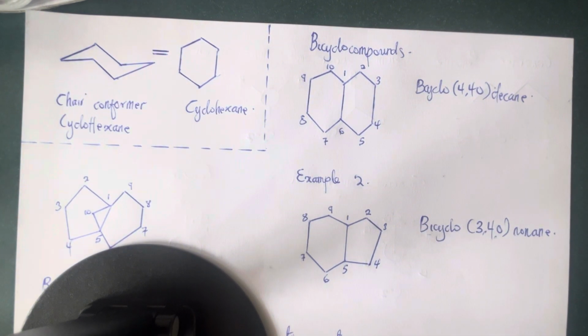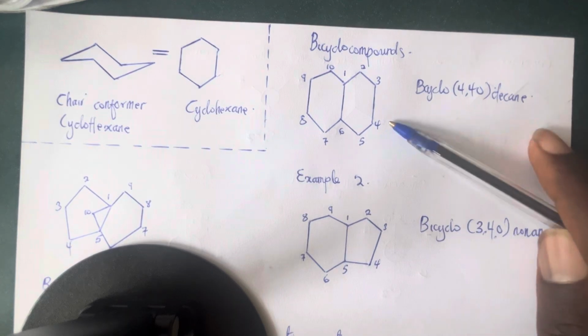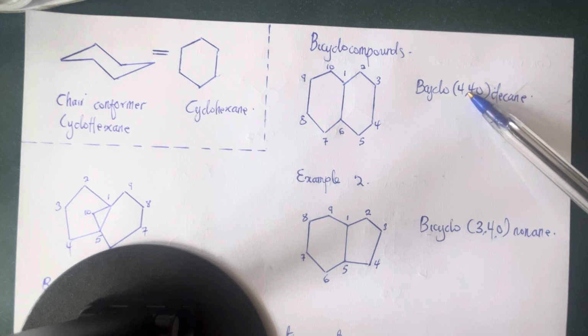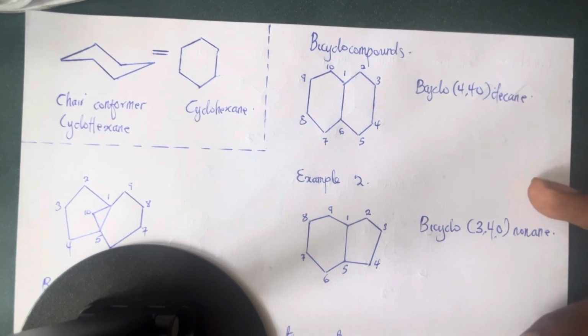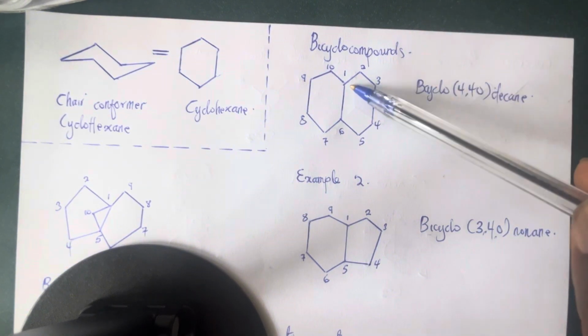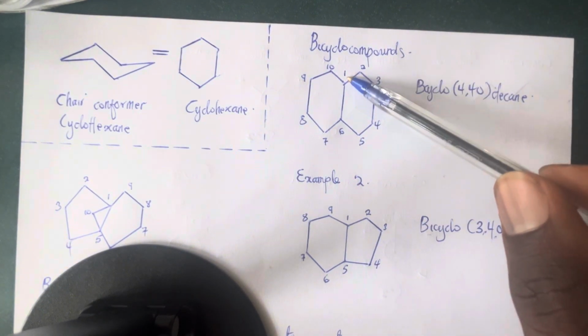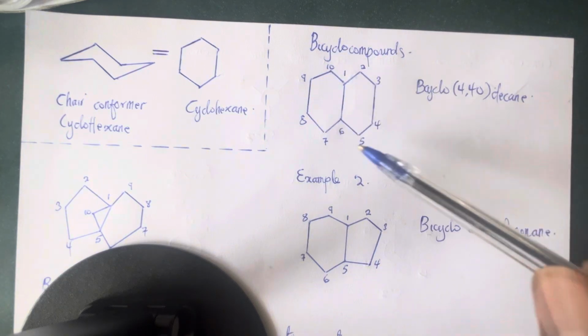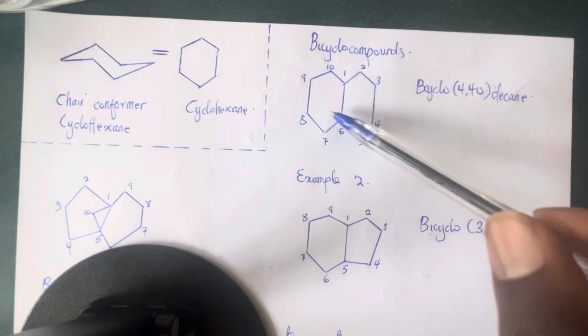But when we are talking about naming this compound in terms of IUPAC, it is called bicyclo. The bicyclo is always there. This shows that there are two cyclic compounds that have been fused. 4,4,0 decane. Because you see, when you take the structure, you can come from here 1, 2, 3, 4. You can take any direction. 1, 2, 3, 4, 5, 6, 7, 8. At the end, it's going to give you 10.